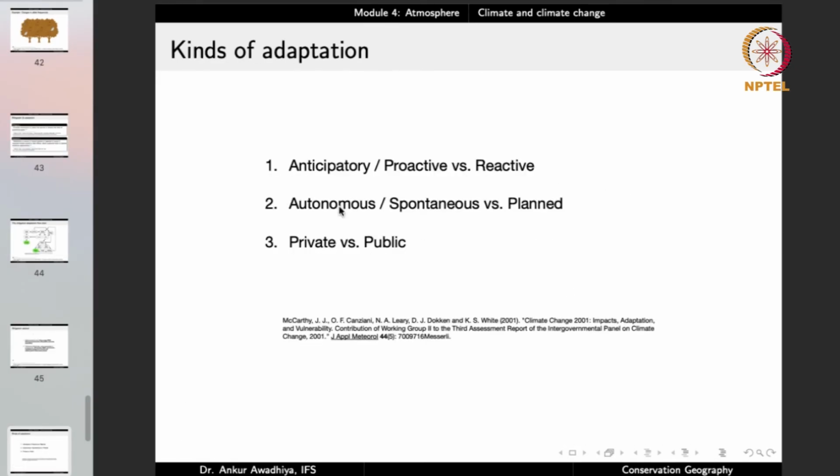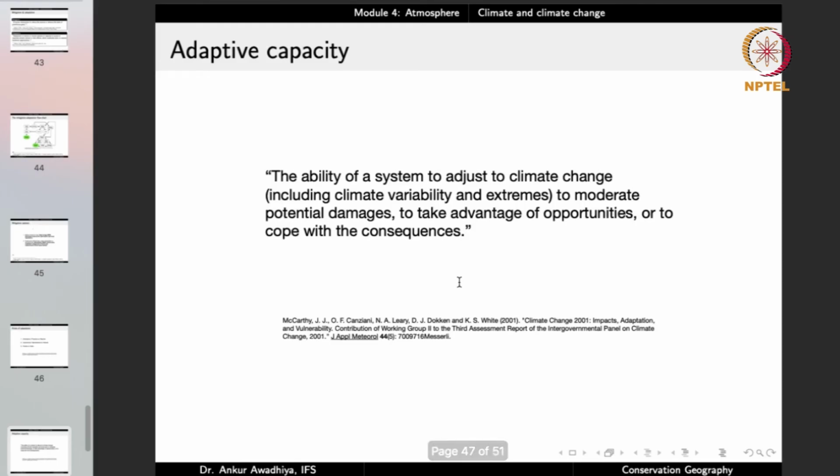In the case of adaptation, we can have anticipatory or proactive adaptation in response to expected changes, or reactive adaptation in response to already existing changes or already visible changes. We can have autonomous or spontaneous adaptation, or this adaptation can be planned through certain planning authorities. We can have private adaptation, or adaptation can be done at the level of the government, which is public adaptation.